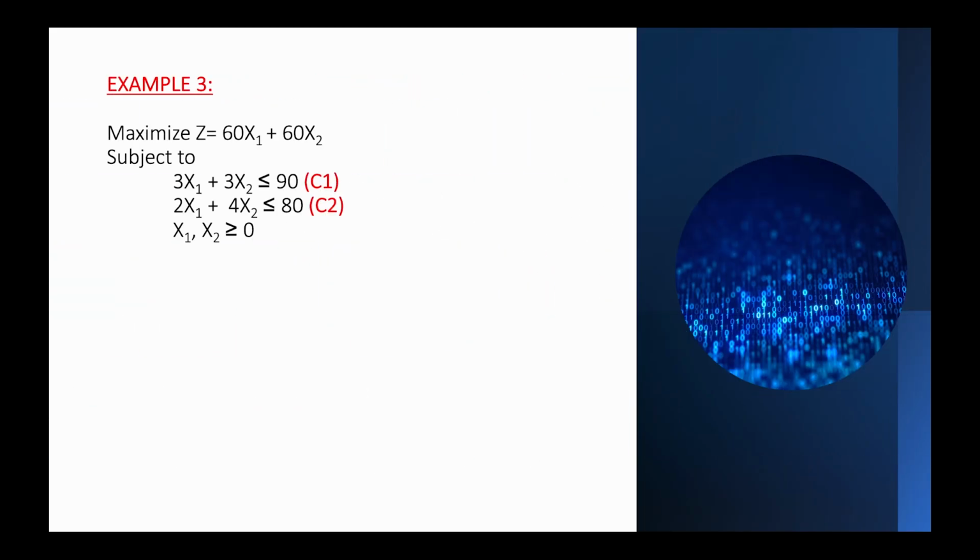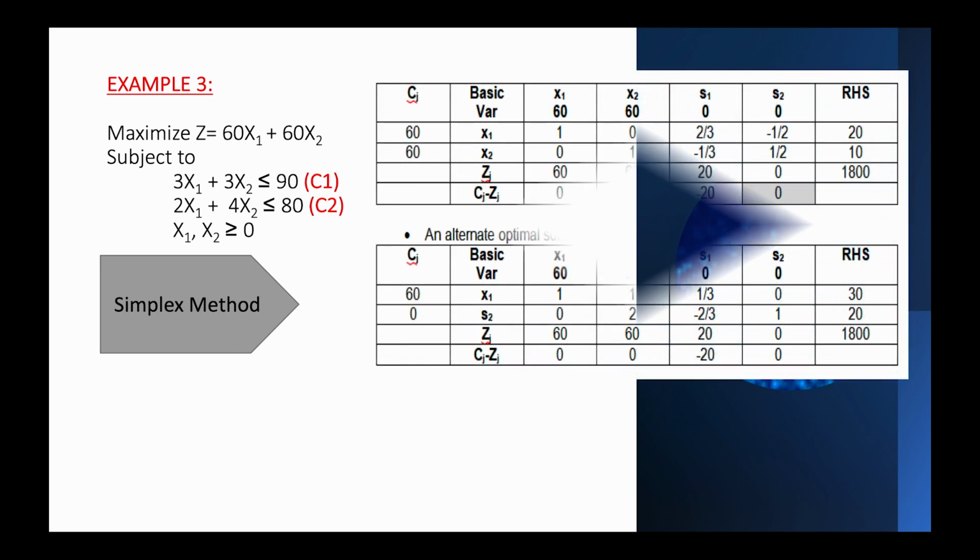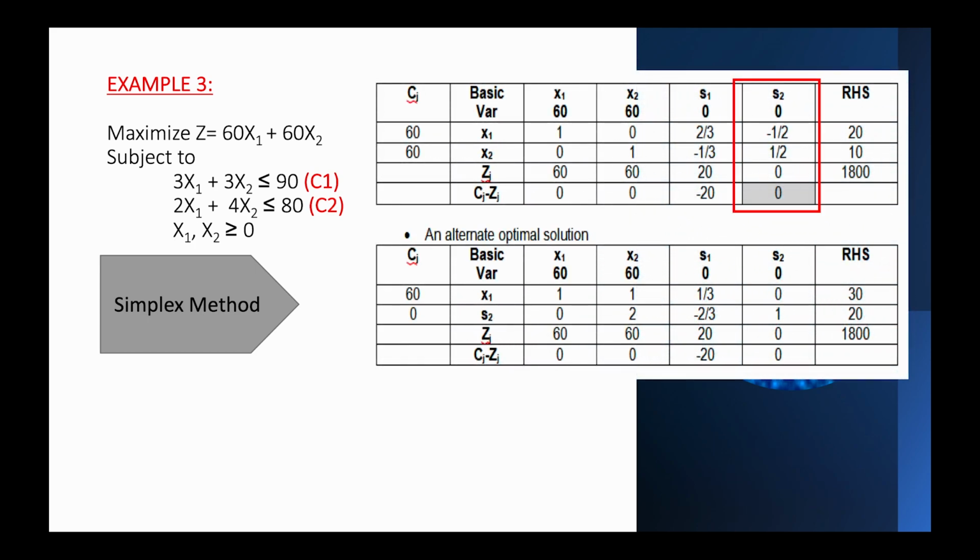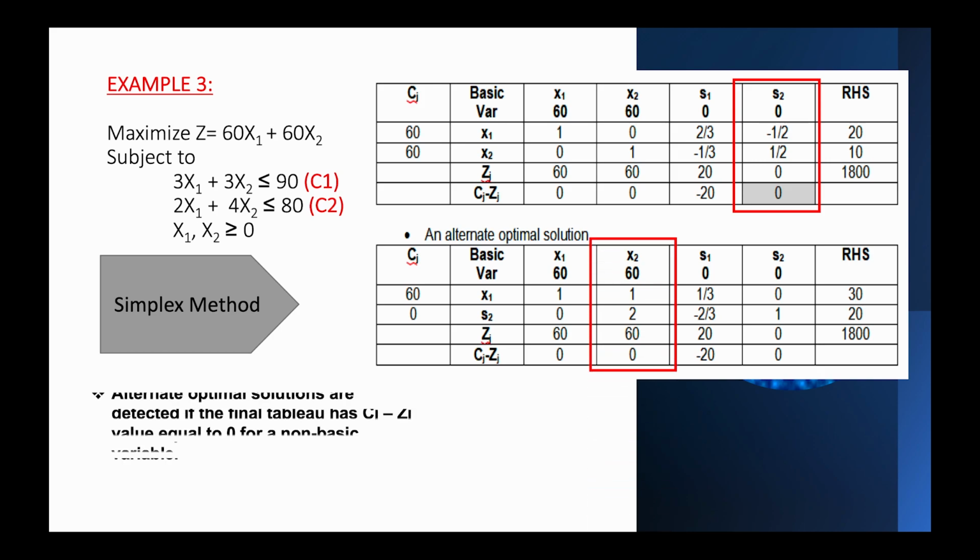Based on example 3, simplex method output, alternate optimal solutions are detected if the final tableau has a Cj minus Zj value equal to 0 for a non-basic variable. So in this example 3, for table number 1, select 2, and in table number 2, x2 is a non-basic variable with the value of 0.